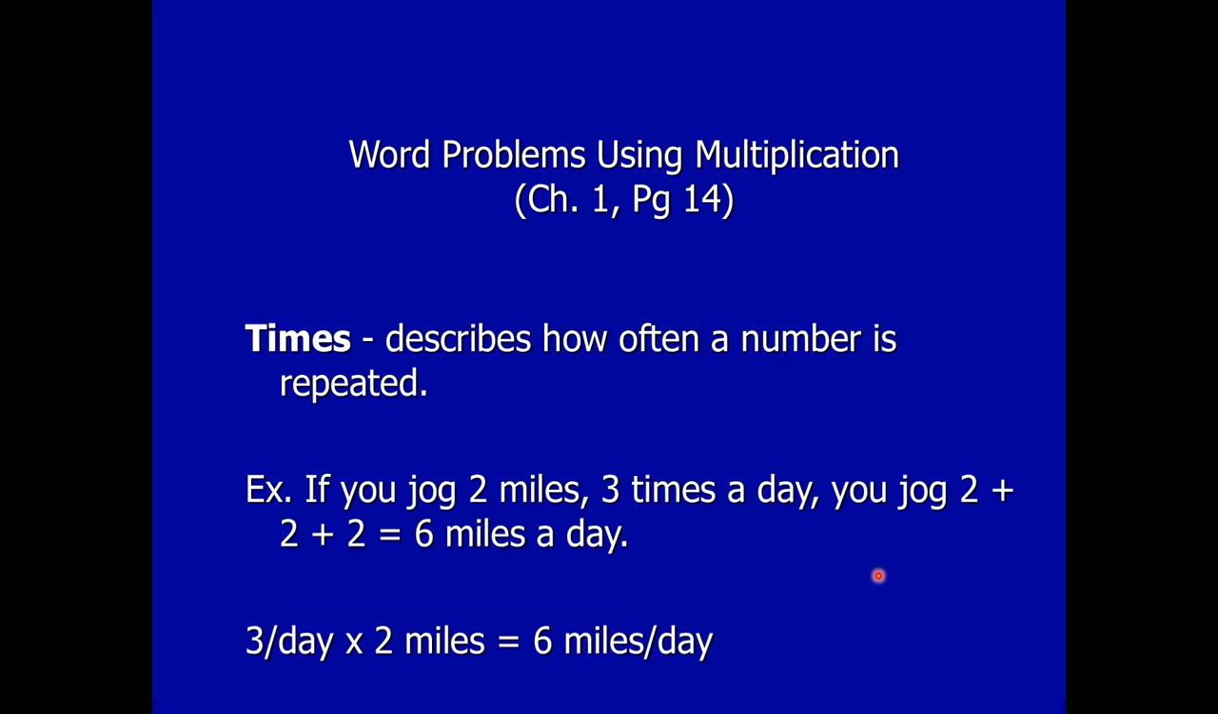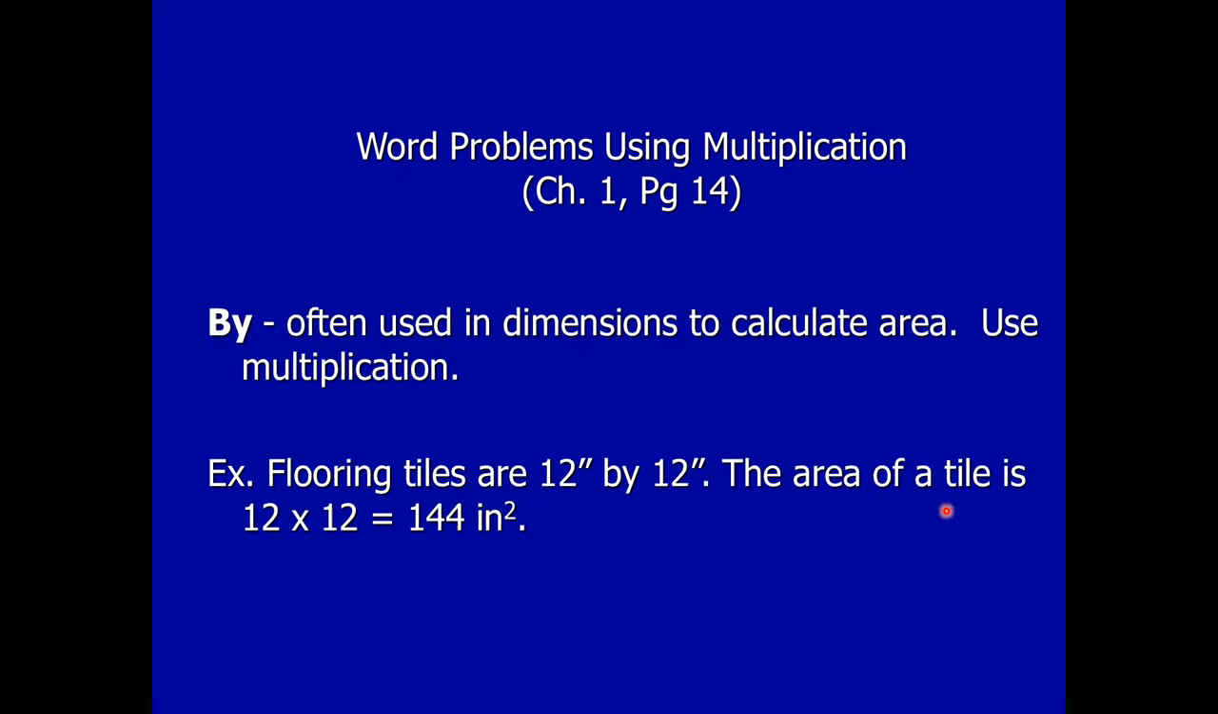This is like times. If you jog 2 miles 3 times a day, that's like what? You just have a multiplication, because multiplication is also like a repetitive addition, right? So that's why you also try to show here that 2 miles 3 times means you are just adding 2 three times.